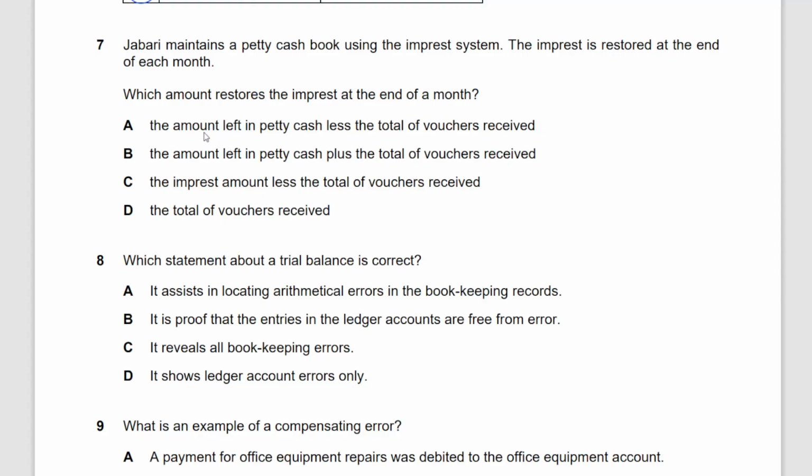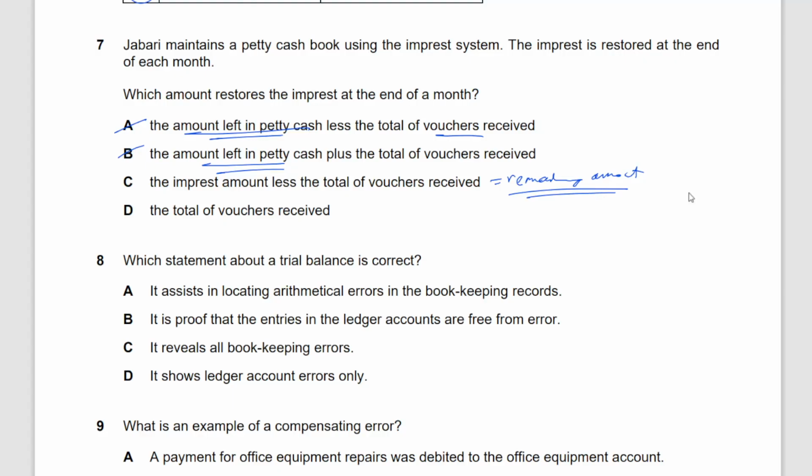No, look, if something's left in petty cash, we don't need to refill that. Can you imagine? So we need to refill what was used up. You get it? And by the way, vouchers are proof of money going out of petty cash. So the point is, the first part tells us these two options are wrong. Okay? The imprest amount less the total of vouchers received. Now that represents the remaining money. Remaining amount.